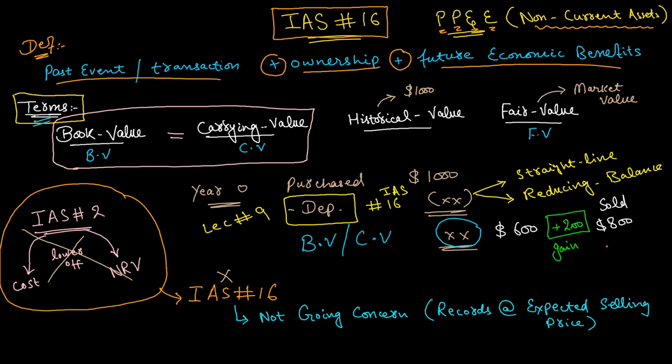Okay, and let's say if the company has sold the same asset for $400, then in this case there will be a loss of $200 which will be charged to the loss on disposal of asset. And please let me add one more point here. We charge this depreciation expense over the useful life of the asset in which we expect to receive future economic benefits. Now let's solve some questions for better understanding.